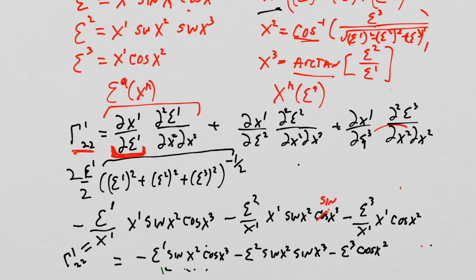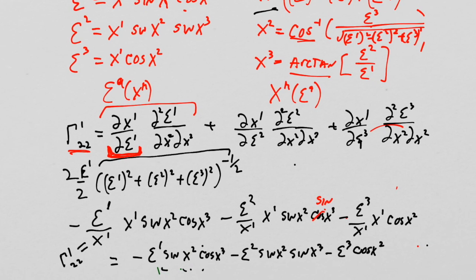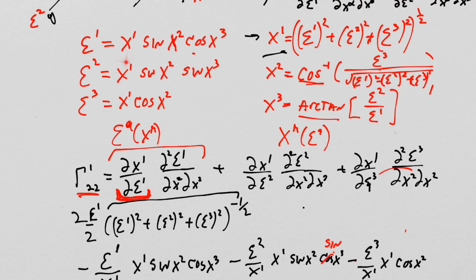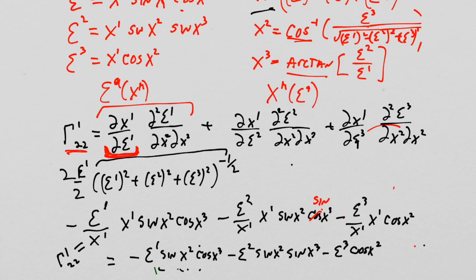Now what we're going to do is exploit our relationship for C1, right? We know that C1 is x1 sine x2 cosine x3. We know C2 is x1 sine x2 sine x3. And we know that C3 is x1 cosine x2. So I think that should simplify things a lot.